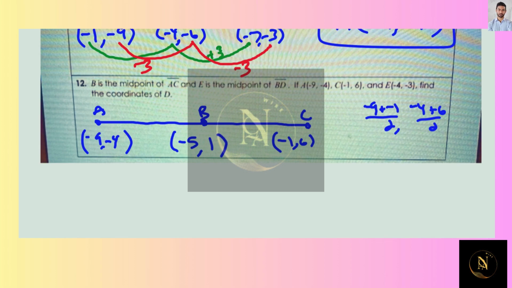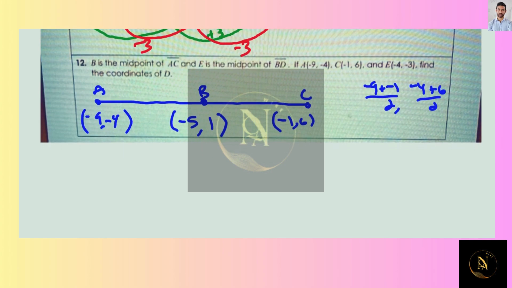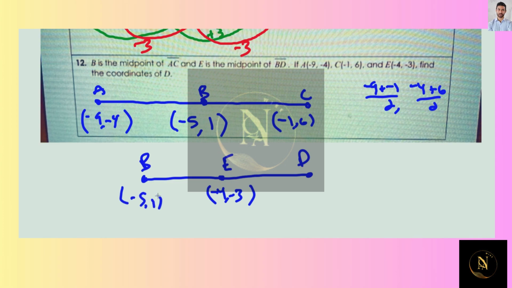Okay, now E is the midpoint of BD. So E is at (-4, -3), and B we found to be at (-5, 1). We want to find D.